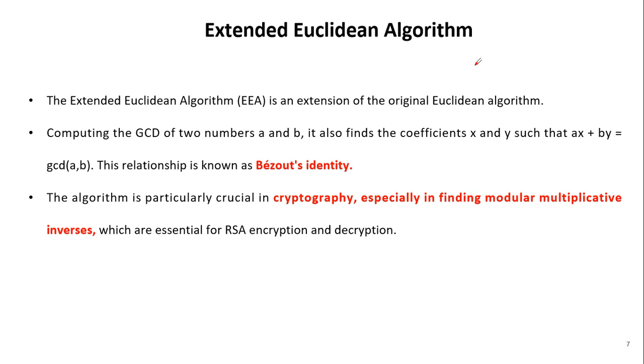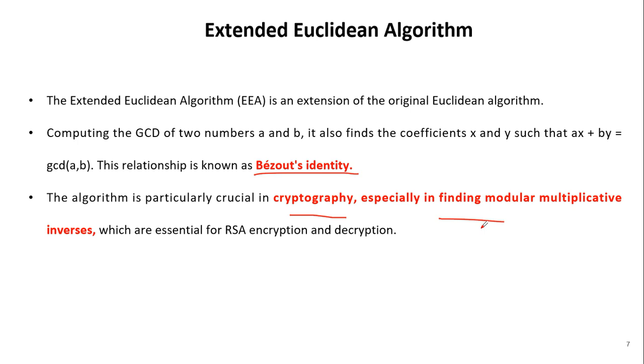The extended Euclidean algorithm is an extension of the original Euclidean algorithm. Along with computing the GCD of two numbers a and b, it also finds the coefficients x and y such that ax + by is equal to GCD(a, b). This relationship is known as Bézout's identity, and it is useful in cryptography, especially in finding the modular multiplicative inverse.